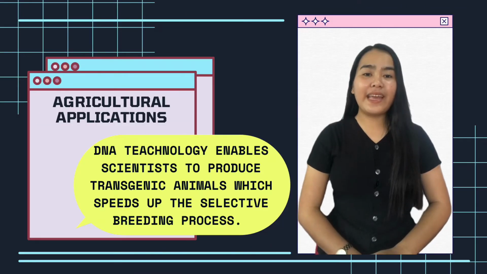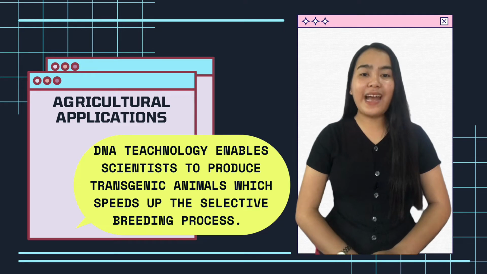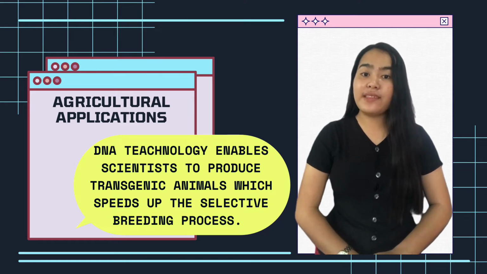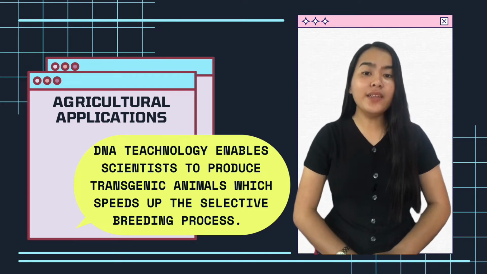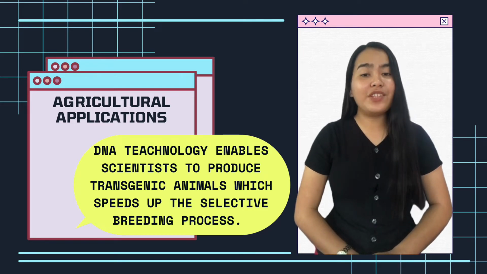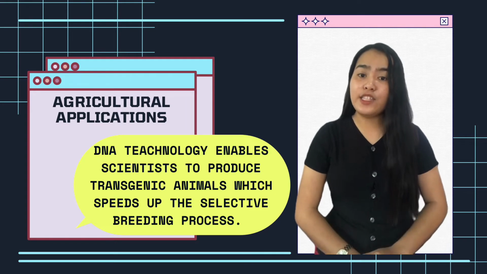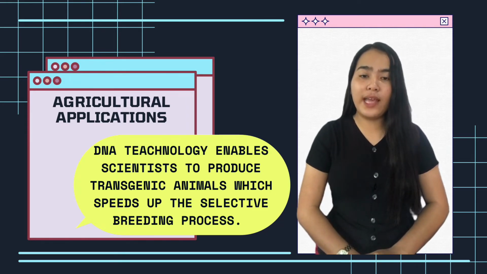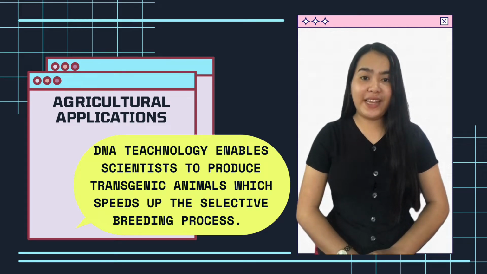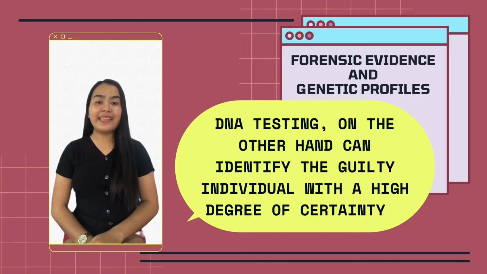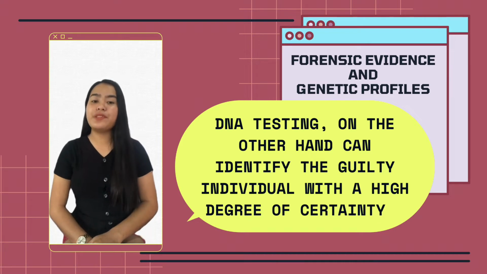DNA technology enables scientists to produce transgenic animals, which speed up the selective breeding process. The goals of creating a transgenic animal are often the same as the goals of traditional breeding. For instance, to make a sheep with better quality wool, a pig with leaner meat, or a cow that will mature in a shorter time. DNA testing, on the other hand, can identify the guilty individual with a high degree of certainty because the DNA sequence of every person is unique except for identical twins.